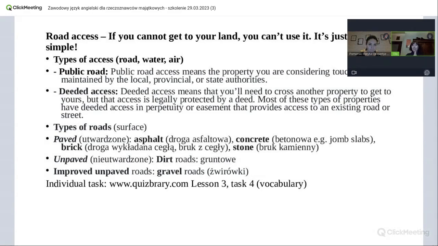So now I think it's vocabulary lesson 3, task 4. And I hope you will be able to do it in 2 or 3 minutes, because it's just checking some words.